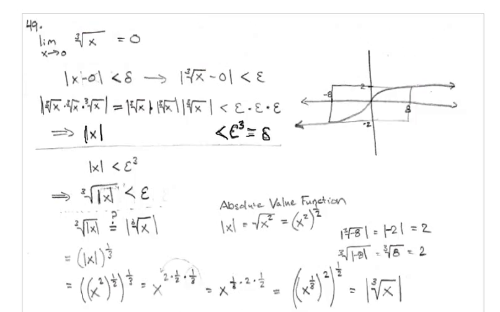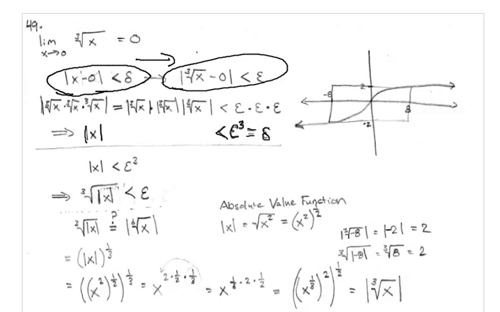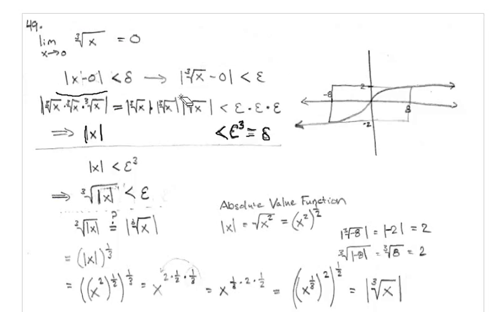But we need to show that the proof works in this direction, right? We're assuming this to try and prove this, and we're not working in the reverse direction. So we have to show that this direction works. We now have a delta that we can use, but we have to show that delta works.